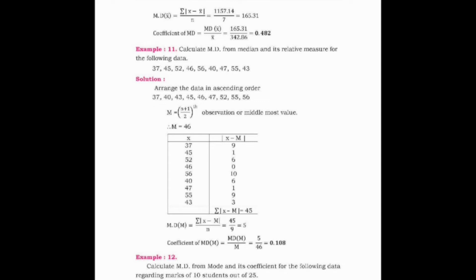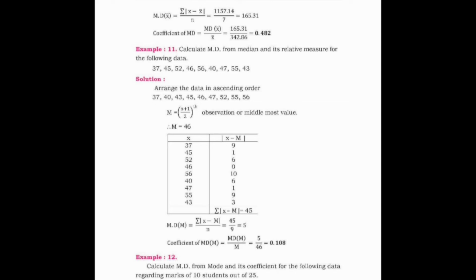The summation of x minus m is equal to 45. The total of that. When it is a negative value, you take it as a positive value because you are considering the mod of x minus median. That is equal to 45. Mean deviation from median is equal to summation of mod of x minus m divided by n. That is 45 divided by the number of values, that is 9. 9 fives are 45, so the answer is 5.